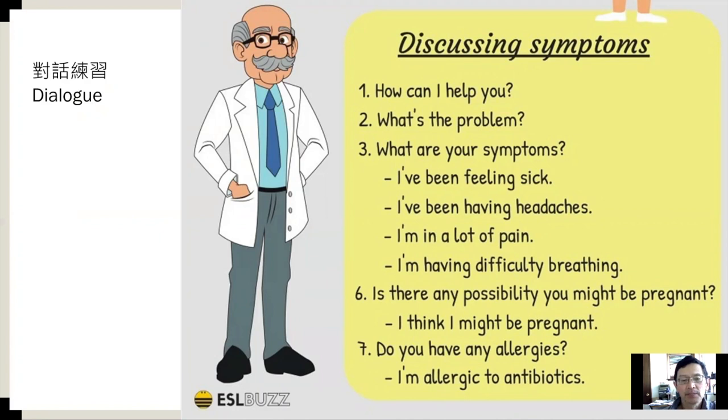Is there any possibility you might be pregnant? I think I might be pregnant. Do you have allergies? I'm allergic to antibiotics.